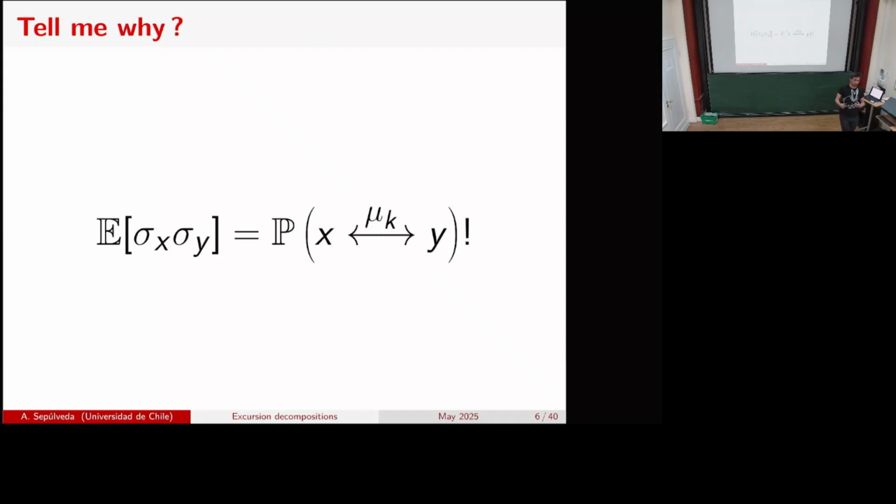Is because they allow us to transform the problem of looking at correlation functions into a problem of connectivity. Essentially, if I want to see the signs of my function at 2 points, then this can be read as x and y being in the same cluster. If x and y are in the same cluster, of course they have the same sign because the cluster is multiplied. And if they're in different clusters, then because the signs are i.i.d., they average out. So this is the great story of excursion decompositions.